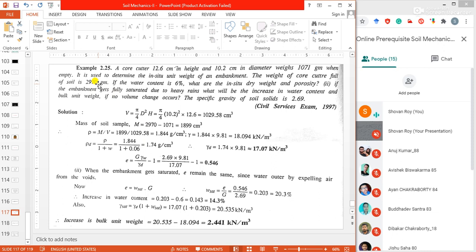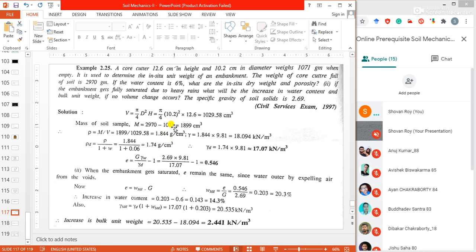The weight is the weight of the core cutter plus the weight of the soil. The empty weight of the core cutter is 1071. So the mass of soil is 2970 minus 1071, which is 1899 centimeter cube. Therefore, density is mass by volume. This is the mass and this is the volume. So density is 1.844 gram per centimeter cube.